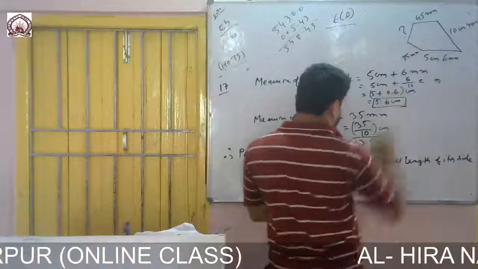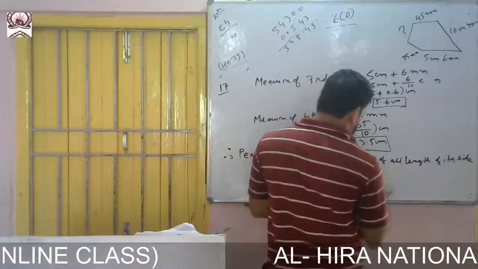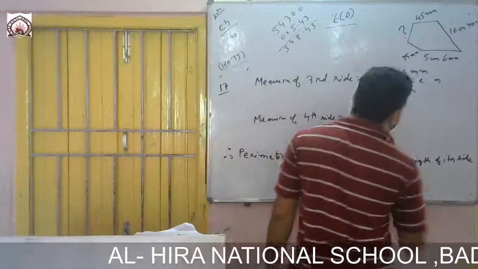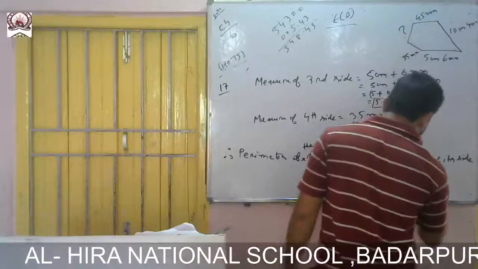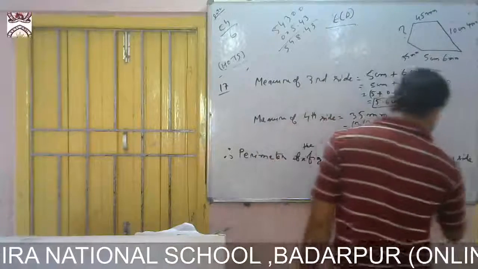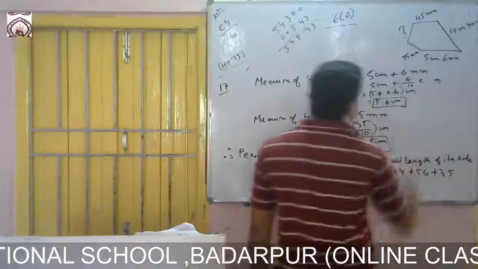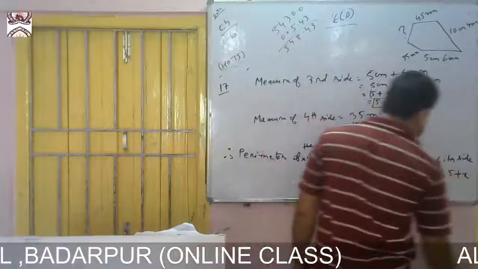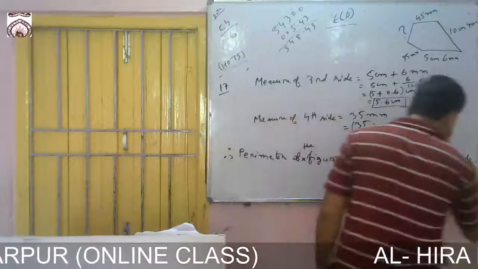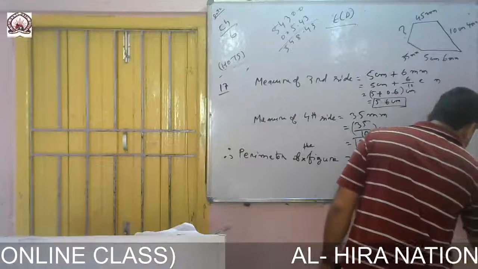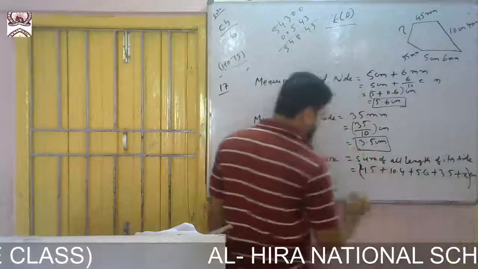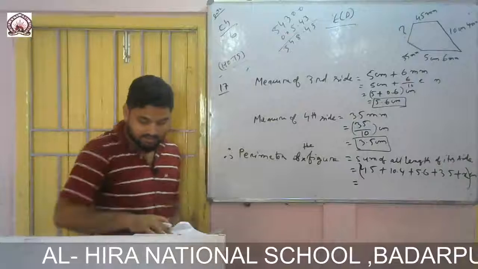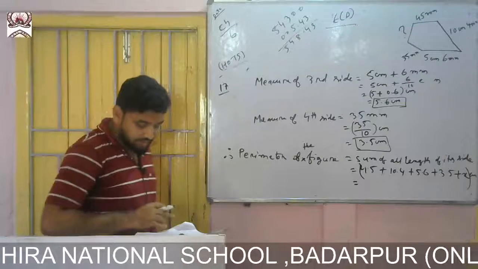First one is 4.5, then plus next one we got 10.4, then next one 5.6, then 3.5, and the last one we let be x as earlier. All are in centimeter. So here you write centimeter. Now add, you get the answer.